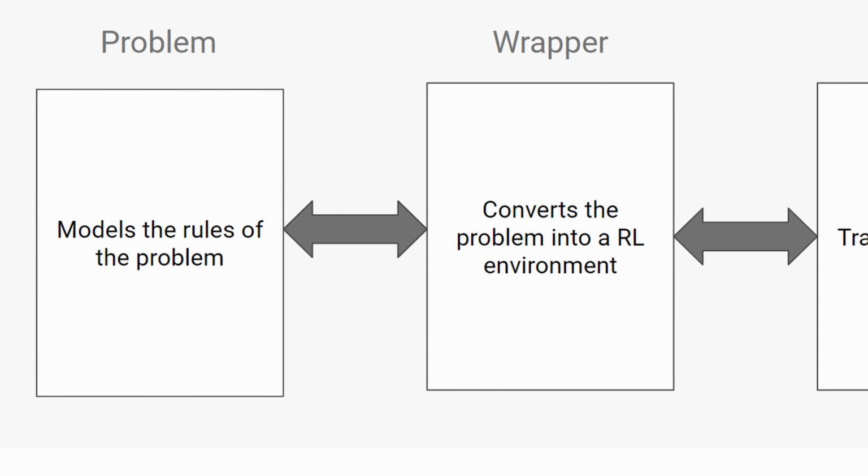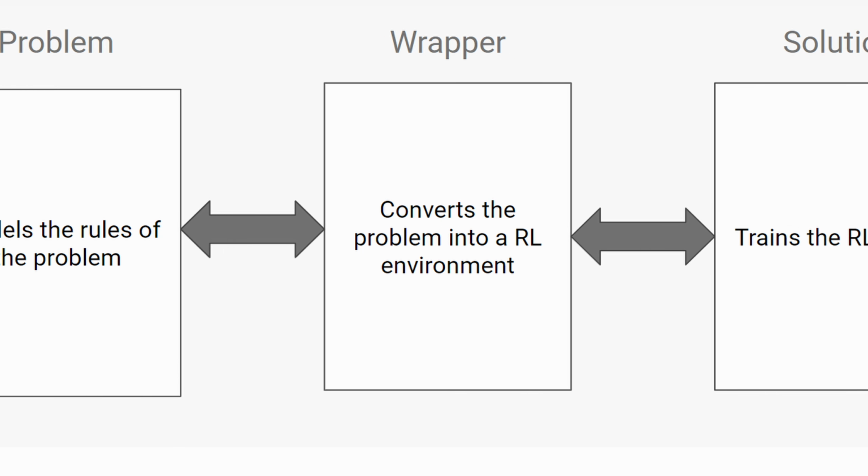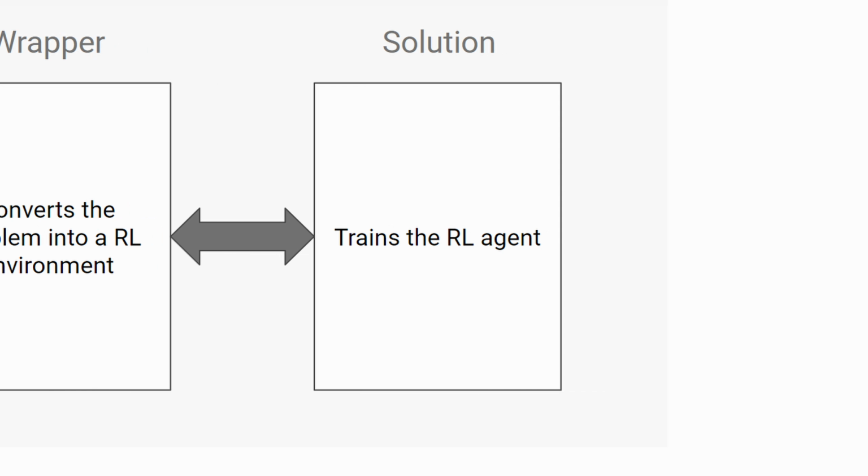This could be a business problem or the snake game that you just coded. The wrapper module makes the problem gym compatible, converting it into a reinforcement learning environment. In the solution module, we'll use 2 ways to train the agent, one using basic Q-learning and the other using the Stable Baselines3 reinforcement learning library.